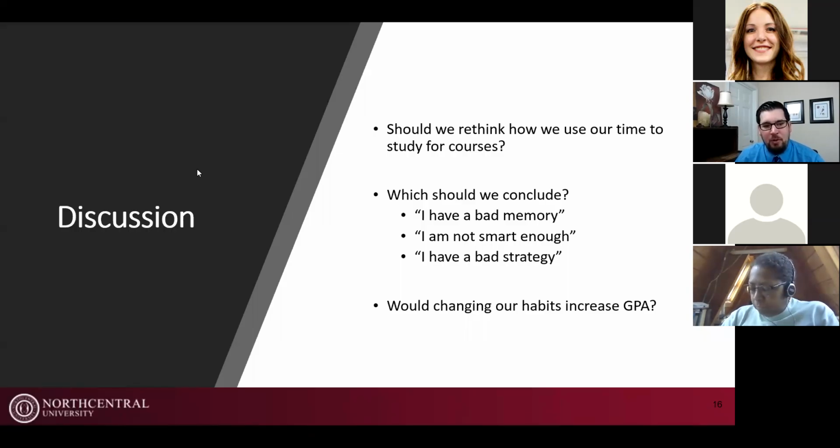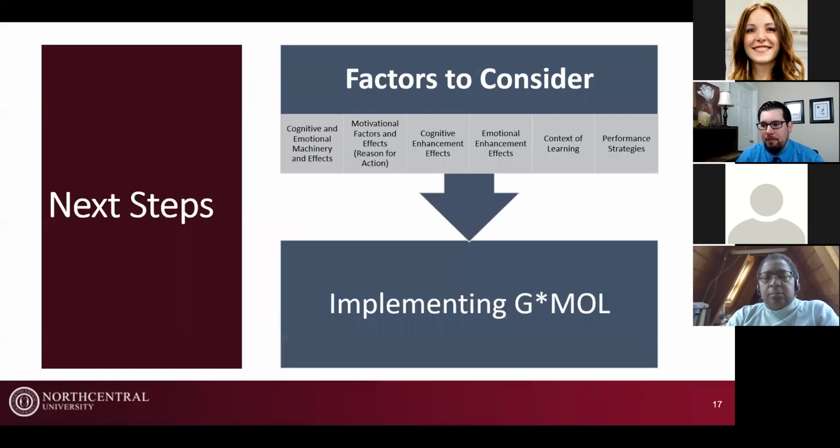So, should we rethink how we use our time to study for courses? And which of these should we conclude? I have a bad memory, I'm not smart enough, or I have a bad strategy. Only one of these conclusions offers any opportunity for change and growth. So would changing our habits increase academic performance?